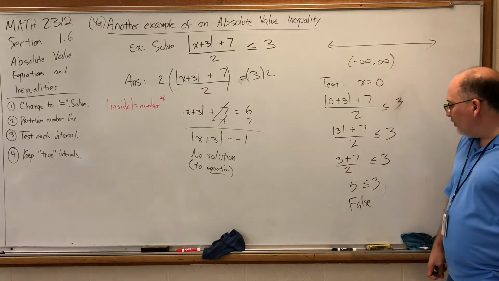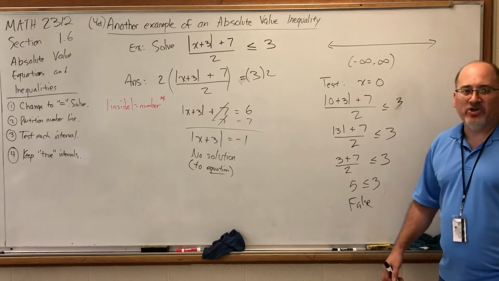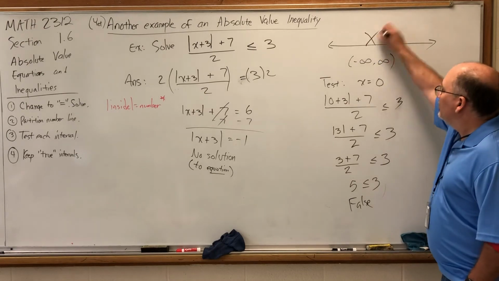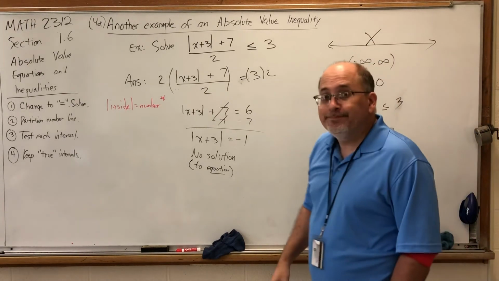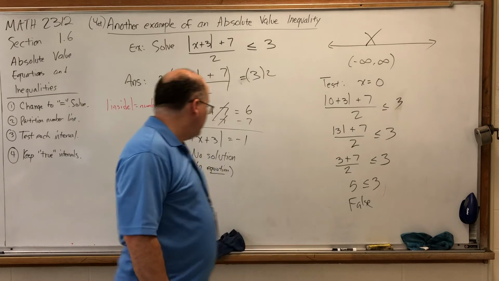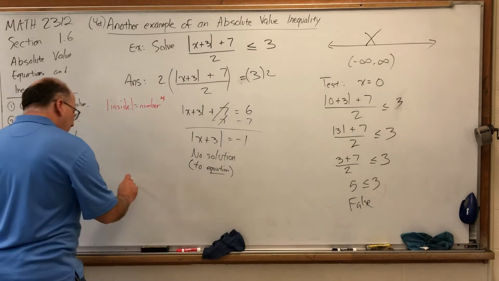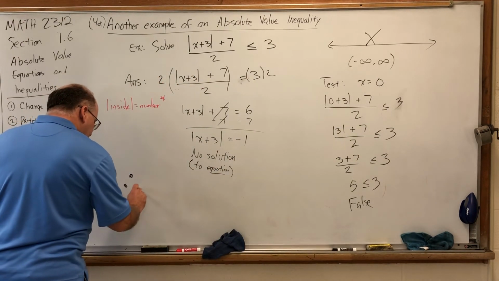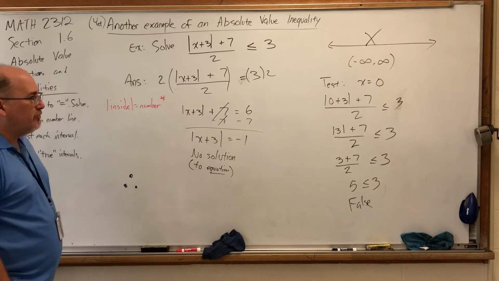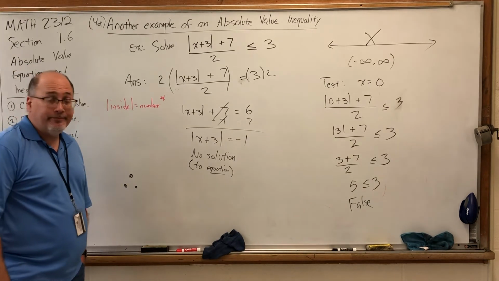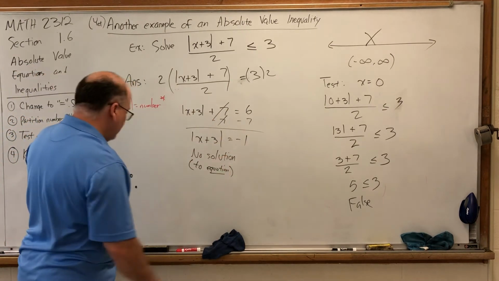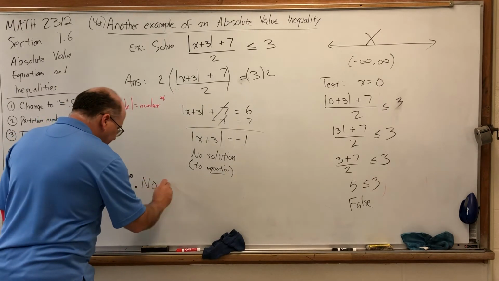That means the interval from which the test value came is not part of the solution. That was the only interval, which means that the solution to this problem, because our fourth step says to keep the true intervals and there are none, the only interval we had made it false, so there's no solution.